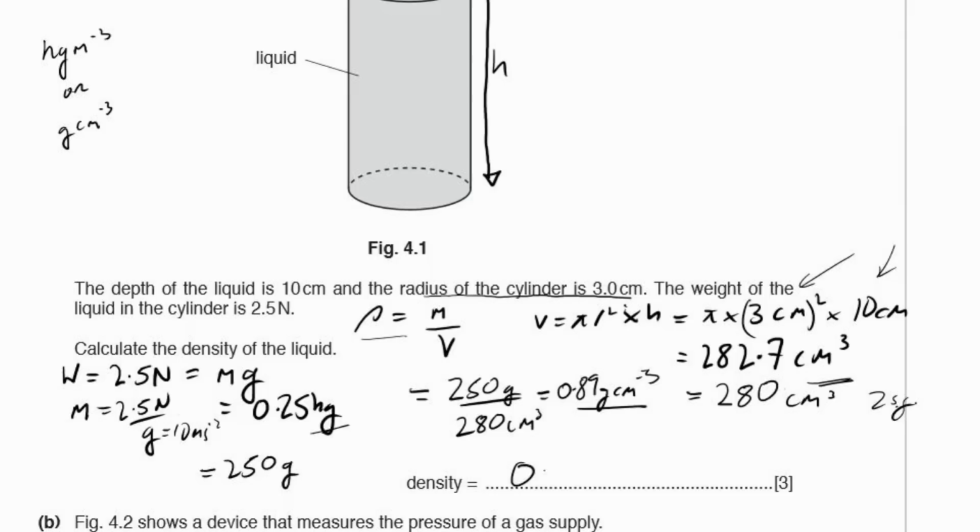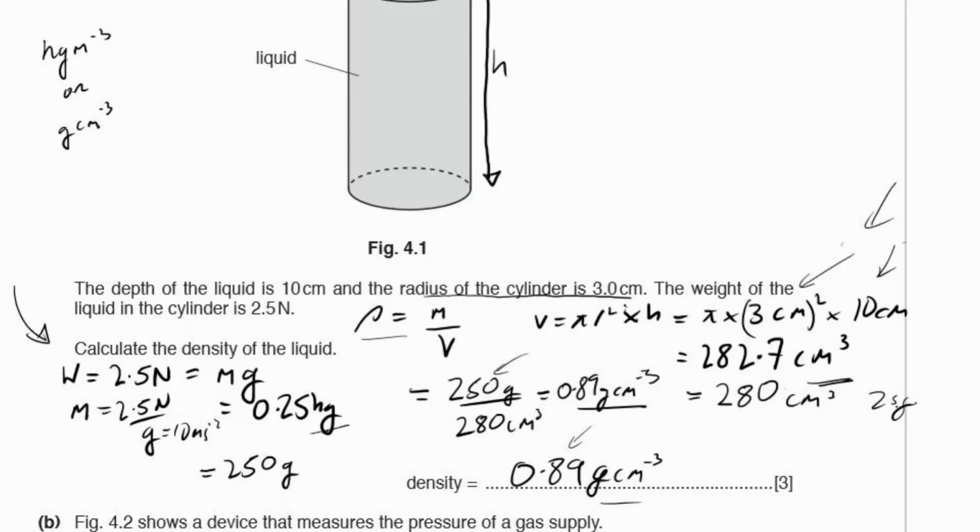Alright, so let's put that in, 0.89 grams per centimeter cubed. Got my units, got my two significant figures here, which come from the one and two significant figures over in this area, and on the other side, two significant figures over there. So that's absolutely fine. Excellent.